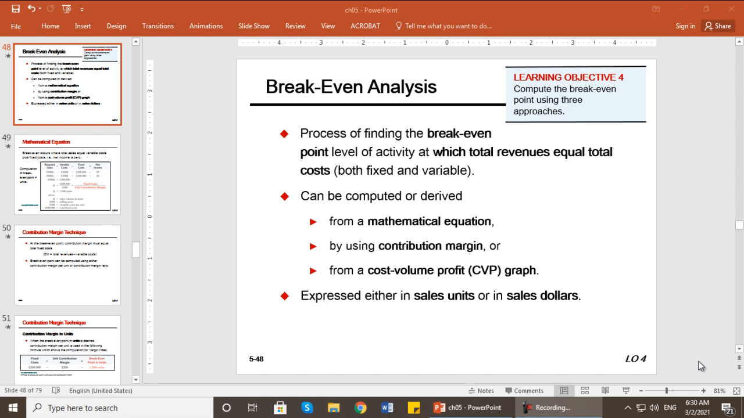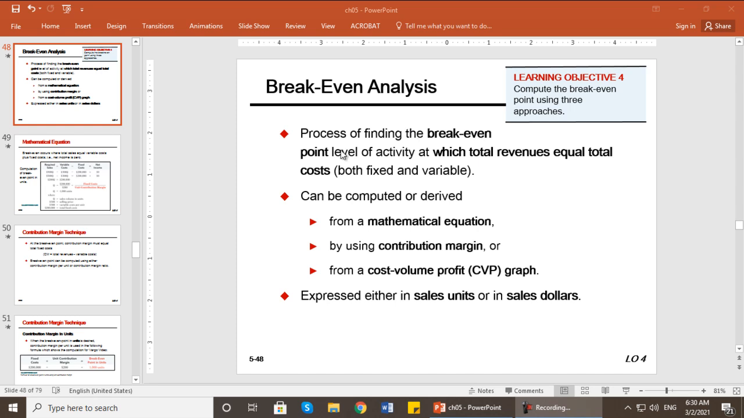Managerial Accounting Chapter 5, Break-Even Analysis, تحليل التعادل. Compute the break-even point, حساب نقطة التعادل, using 3 approaches, باستخدام 3 طرق مختلفة. Break-even analysis is the process of finding the break-even point, نقطة التعادل. The break-even point is the level of activity at which total revenues equal total cost.